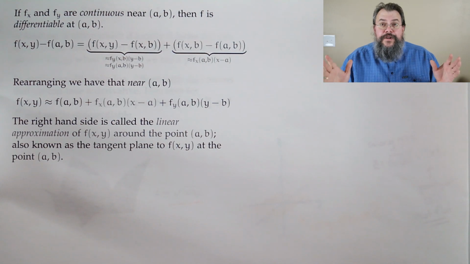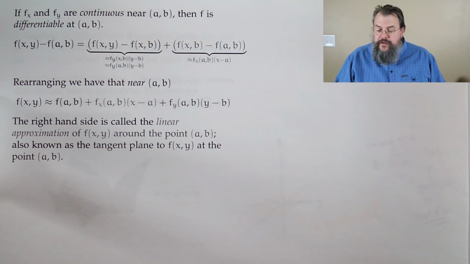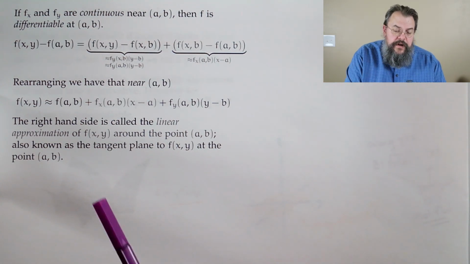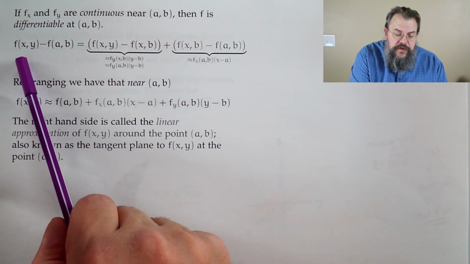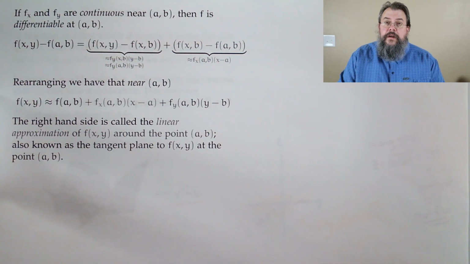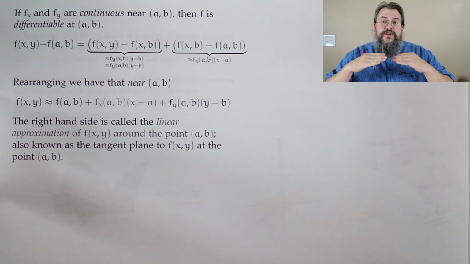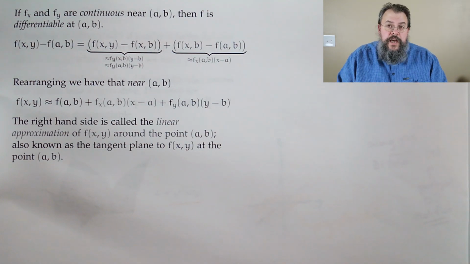So how do we do that? Well, it's not so hard. We say, let's think about our function. We can look at f of x, y minus f of a, b. So that's saying, let's look at the change of what's happening.